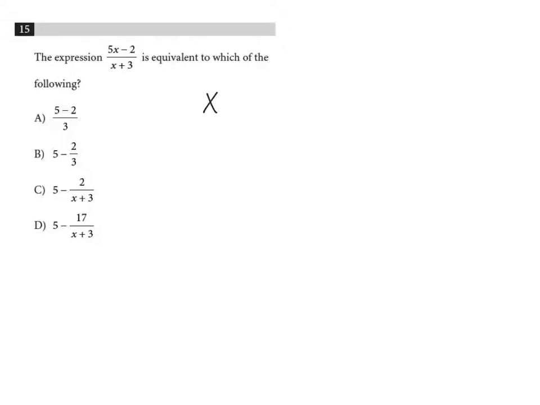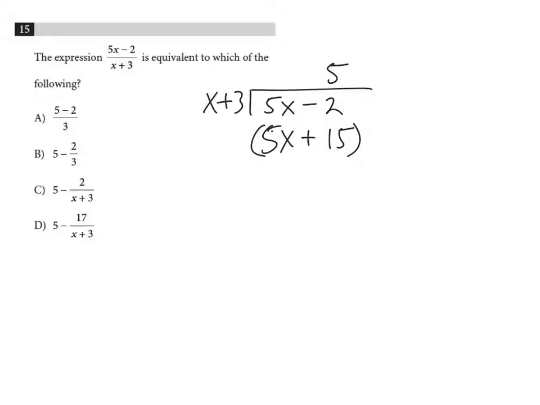Let's see, so we got x plus 3 into 5x minus 2. How many times does x go into 5x? Well, it goes in 5 times. 5 times x is 5x. 5 times 3 is 15. We're going to subtract that. Negative 2 minus 15 is negative 17. And then we see that x does not go into 17, so negative 17 is our remainder.